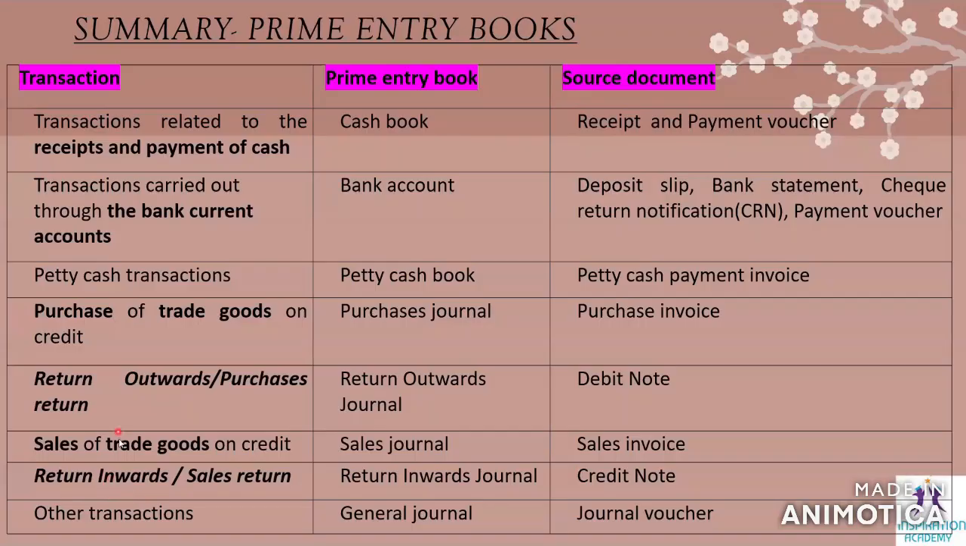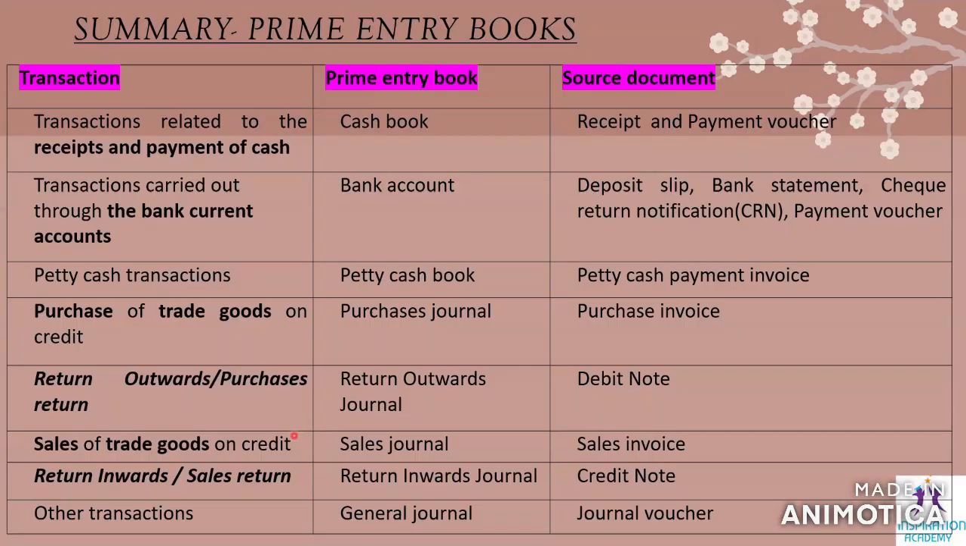Sales journal. In the sales journal, we record credit sales of trade goods. The prime entry book is the sales journal and the source document is the sales invoice. Sales returns, what we call return inwards, right? And the prime entry book is the return inwards journal.